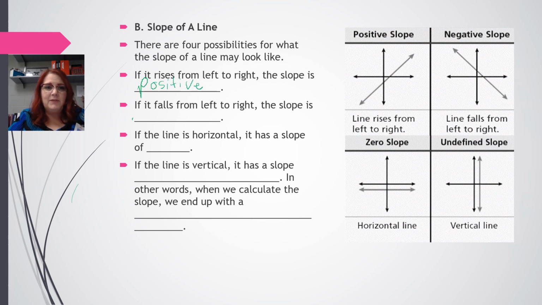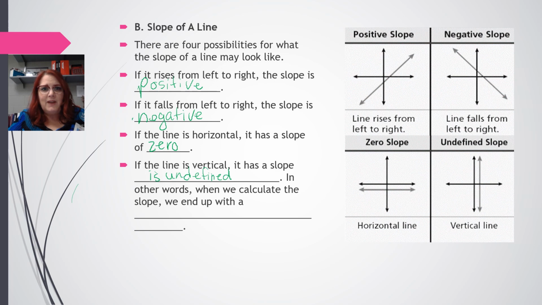If it falls from the left to the right, it's going to be negative. If the line is horizontal, it has a slope of 0. And if the line is vertical, it has a slope that is undefined.